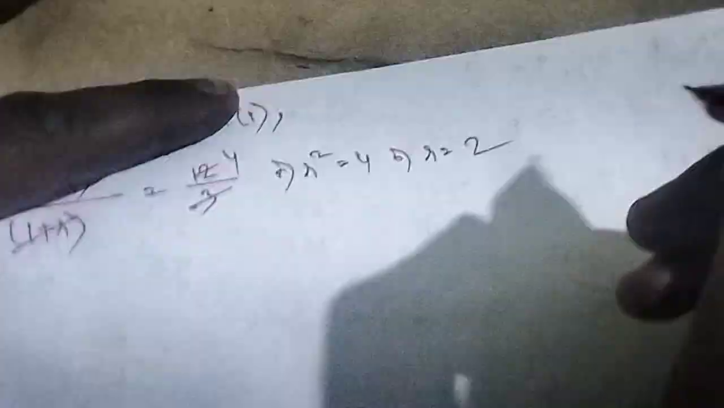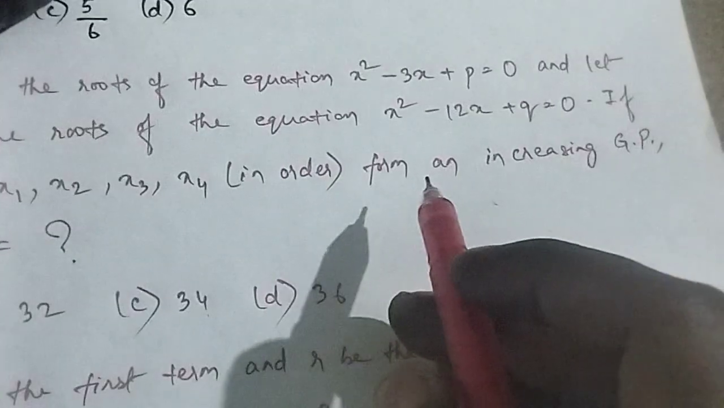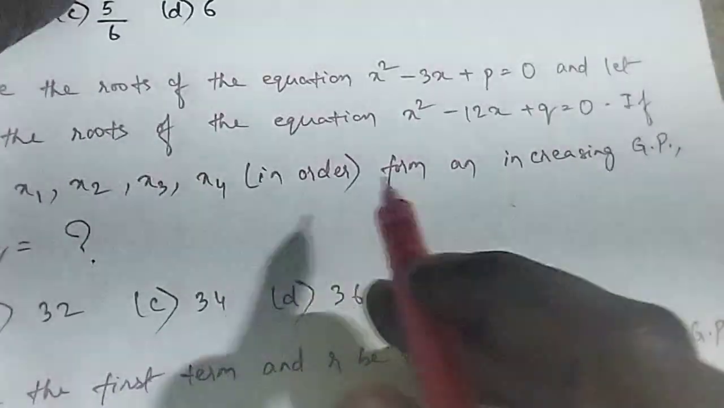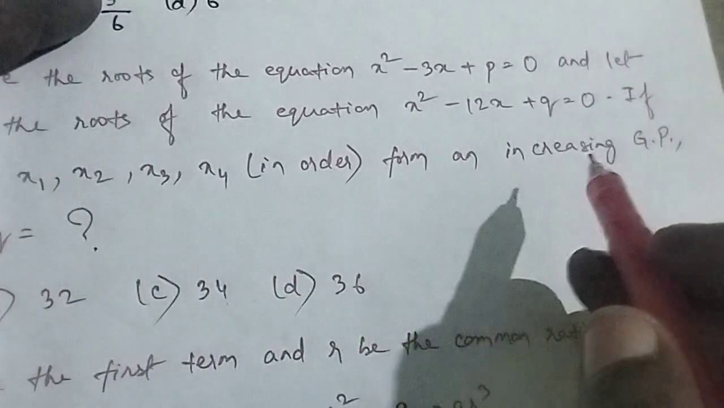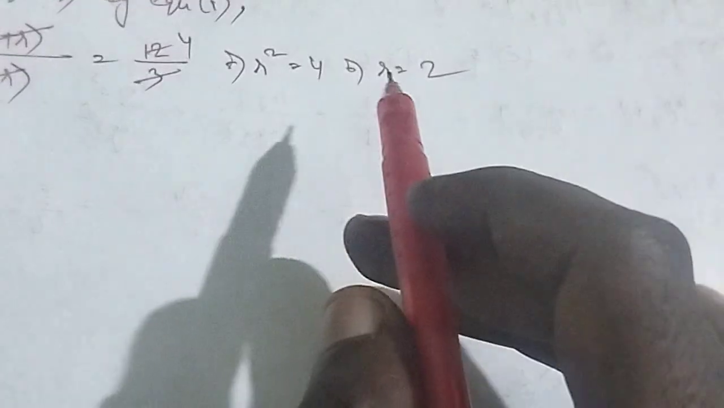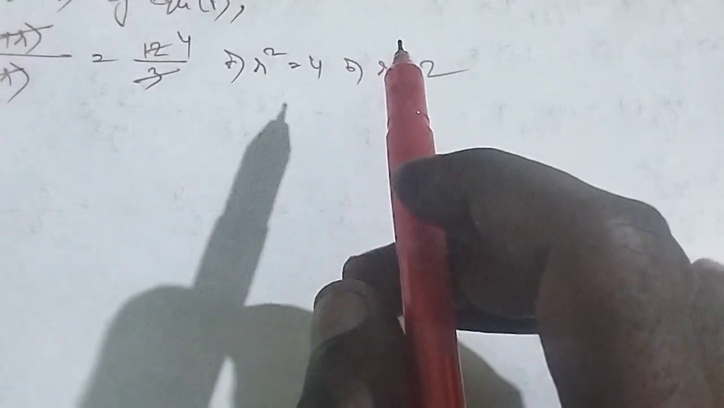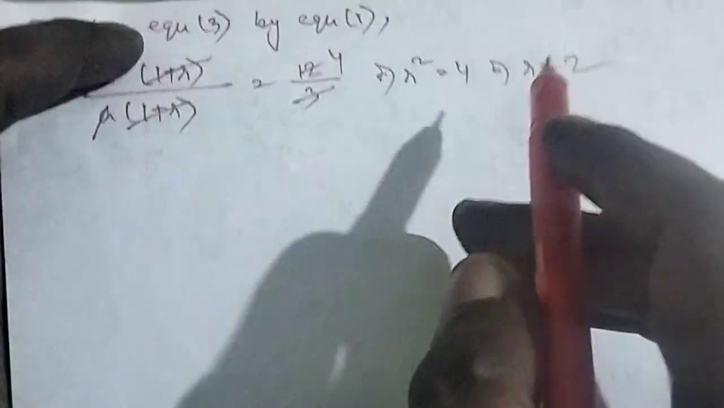3 4s are 12. That means R square is equal to 4, so R is equal to 2, not minus 2, because in the question it has been said that these 4 numbers x1, x2, x3 and x4 are forming an increasing GP. So the common ratio can't be negative over here. So R is 2.